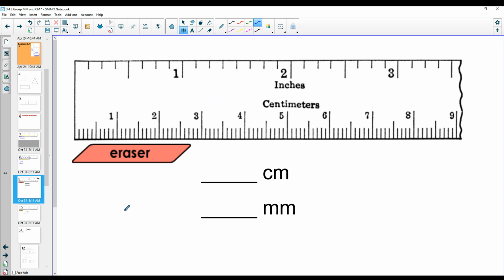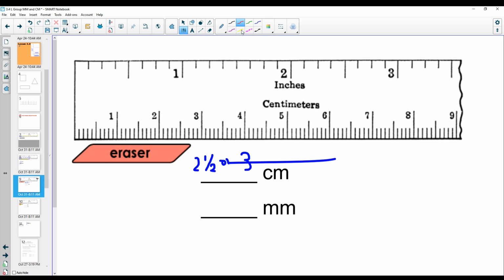We have to work smarter and not harder. All right, let's do another one. How many centimeters? It's kind of in the middle here. I could either say 2.5, and I could even get away with saying 3. Either of these answers would be pretty good. Oh my goodness, my pen goes crazy sometimes.